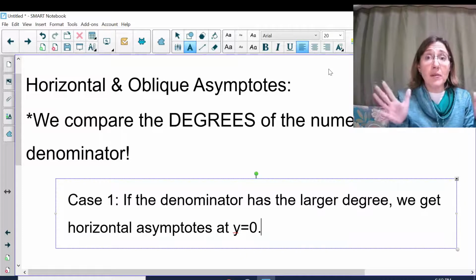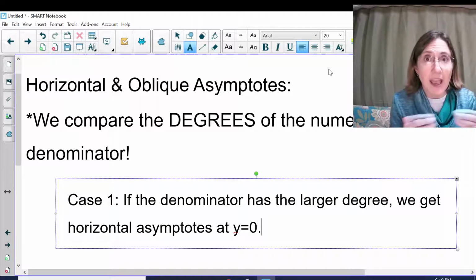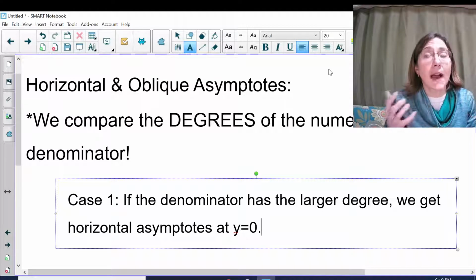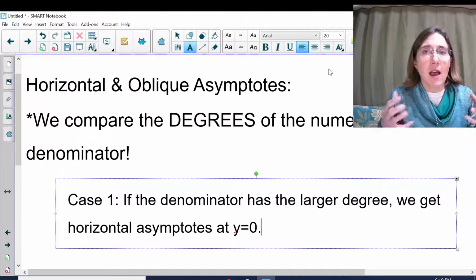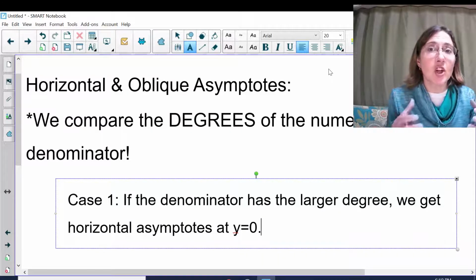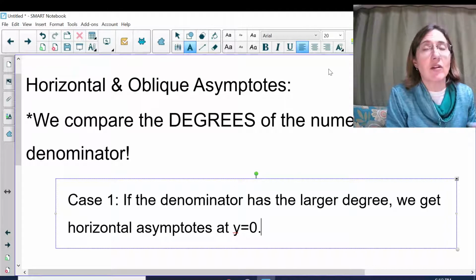Okay, so let's talk about the reason for that. So degrees are also called powers. Exponents are called powers because they're very powerful. They're the biggest influencer on the size of a number. If you square something, that's going to get really large. Or if you take it to the third power, it's going to get really large.